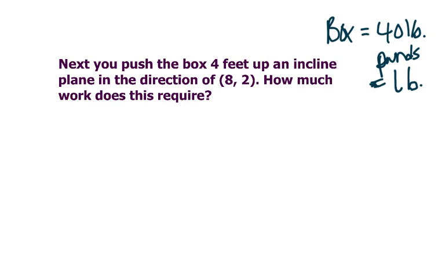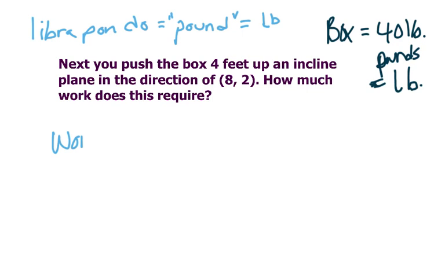Okay, in case you're wondering, apparently the word pound comes from the ancient Roman unit of measure, libra pondo. So libra is actually what pound is, and so libra was abbreviated LB. So, anyway, good to know. Yay, internet.